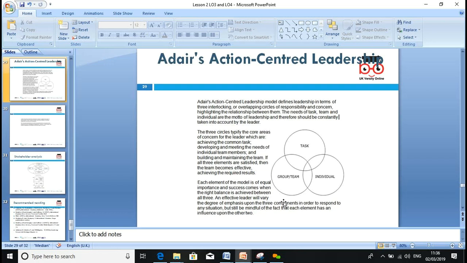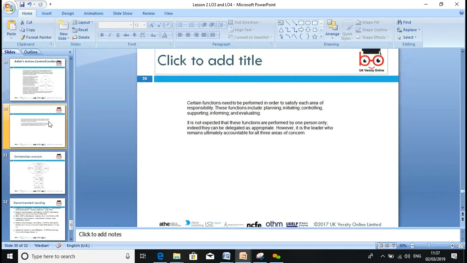If all three elements are satisfied, then the team becomes effective, achieving the required result. Each element in the model is equally important. Success comes when the right balance is achieved between all three. Effective leadership varies in the degree of emphasis on these three components. So we always need to look at the task itself, the group, and the individual as well.